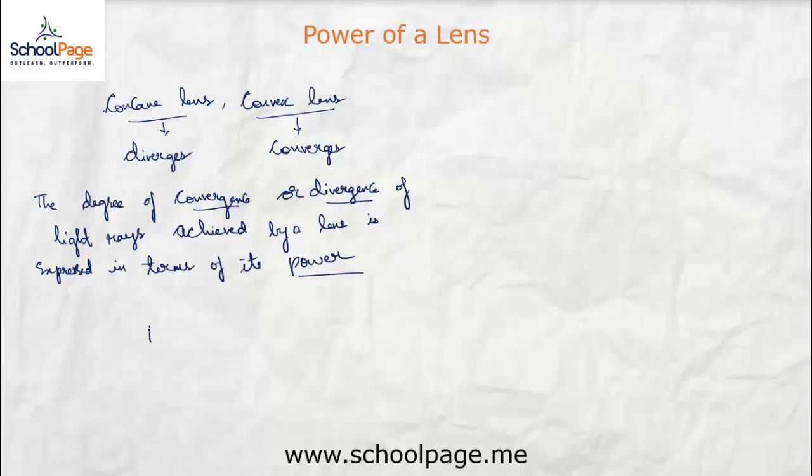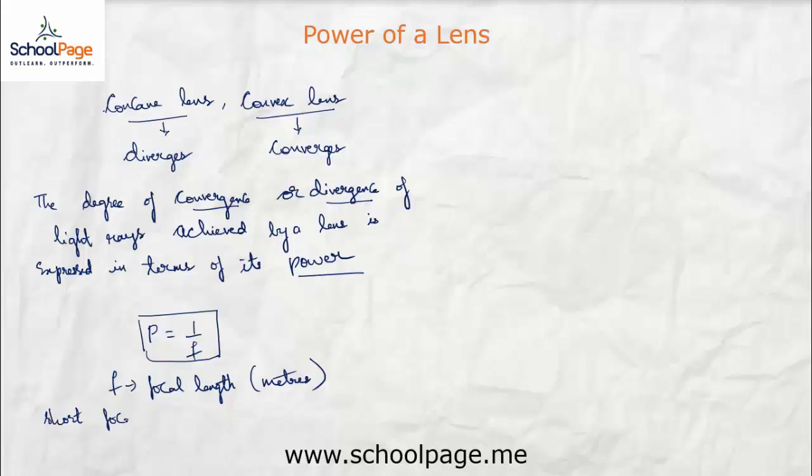Hence, the power of a lens is represented as capital P, which is defined as the reciprocal of its focal length. So this is the formula for calculating the power of a lens. Here the focal length is measured in meters. Since the power of a lens is inversely proportional to its focal length, a lens of short focal length has more power, whereas a lens of long focal length has less power.